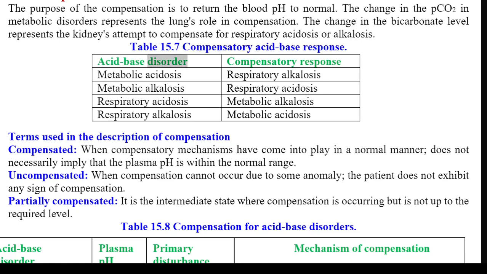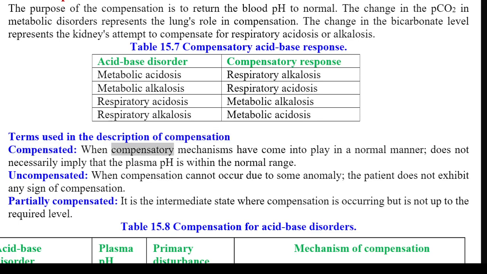Acid-base disorder, compensatory response. Metabolic acidosis: respiratory alkalosis. Metabolic alkalosis: respiratory acidosis. Respiratory acidosis: metabolic alkalosis. Respiratory alkalosis: metabolic acidosis. Terms used in the description of compensation.